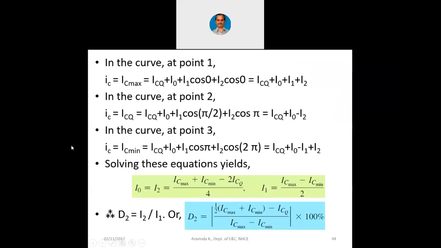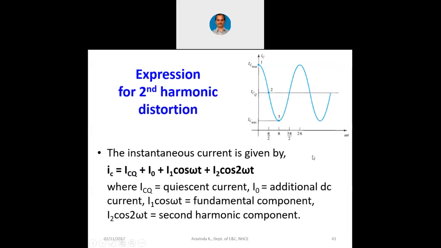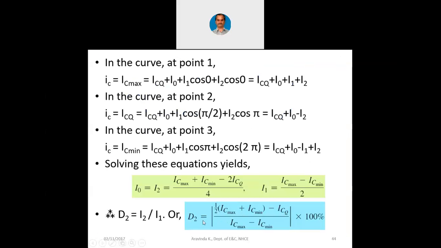So this is the expression for the second harmonic component's distortion. Why I showed you this derivation is, in the previous example, we already had the values of D2, D3 and D4. It was already given and we calculated D2, D3, D4. But in a real life scenario, all these may not be available directly, because the complex signal is available. From the complex signal, we will have to find out D2, D3, D4. We can find out D2, D3, D4 using this expression.